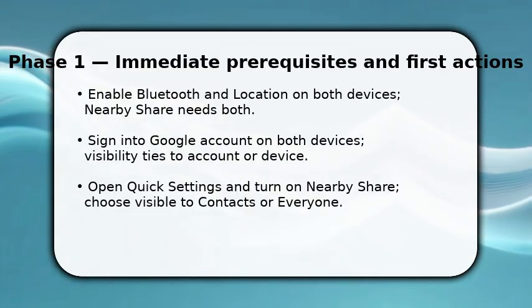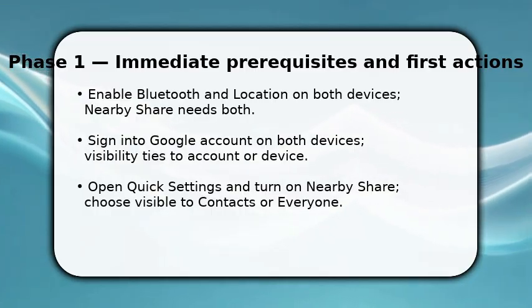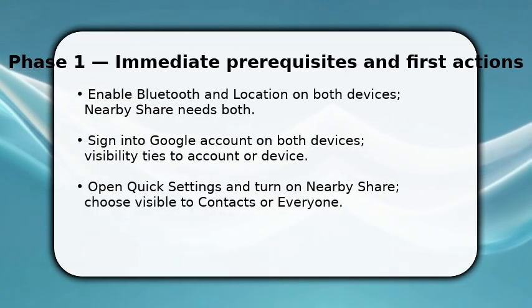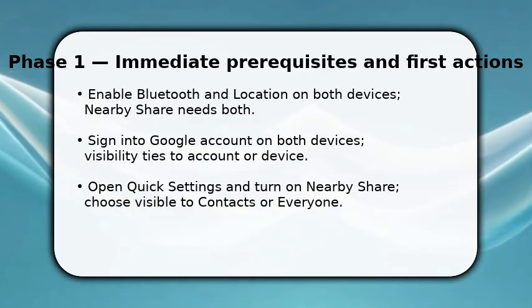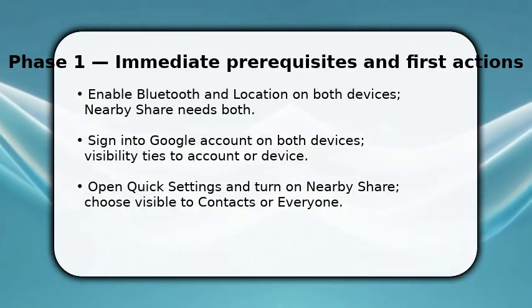Pick a visibility option: contacts, your devices, or everyone, so the other device can see you. Once done, make your device discoverable briefly. This speeds pairing and reduces failed attempts.